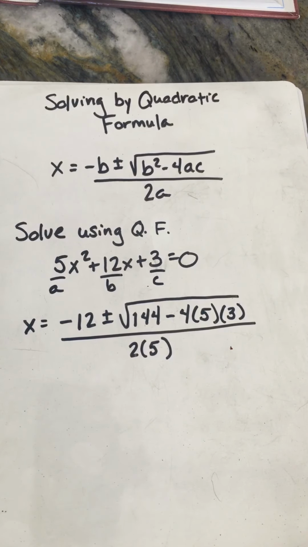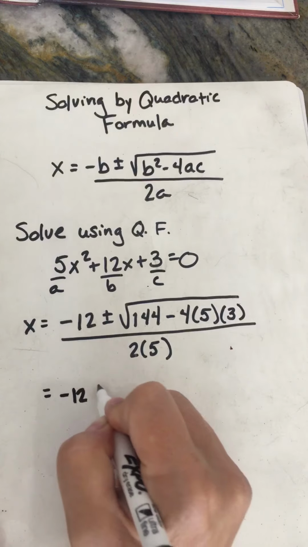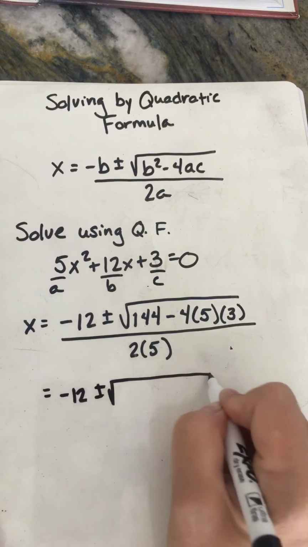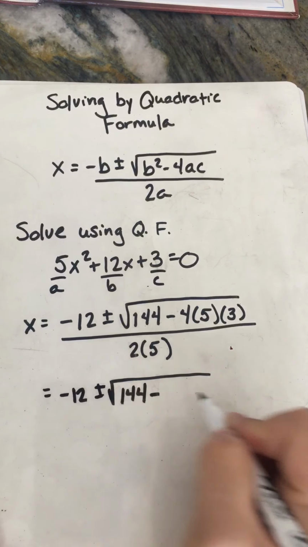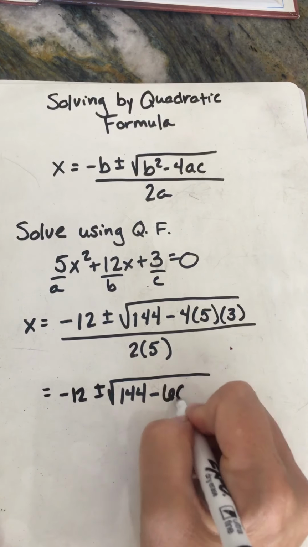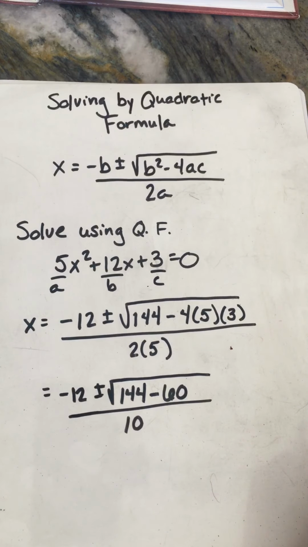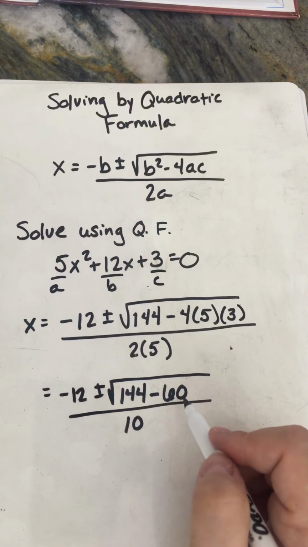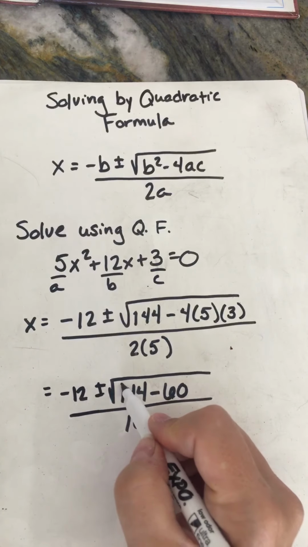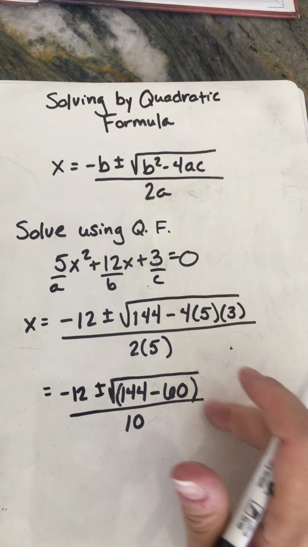Okay, here we go. Might need to pull out calculators for this one. x equals negative 12 plus or minus the square root of 144 minus, that's 15, no, let's do 20 times 3 is 60, all over 10. All right, you plug this into your calculator later. You need to be very careful when you are calculating these things. You've got to make sure that you use parentheses in here, otherwise the calculator is not doing what you think it's doing.